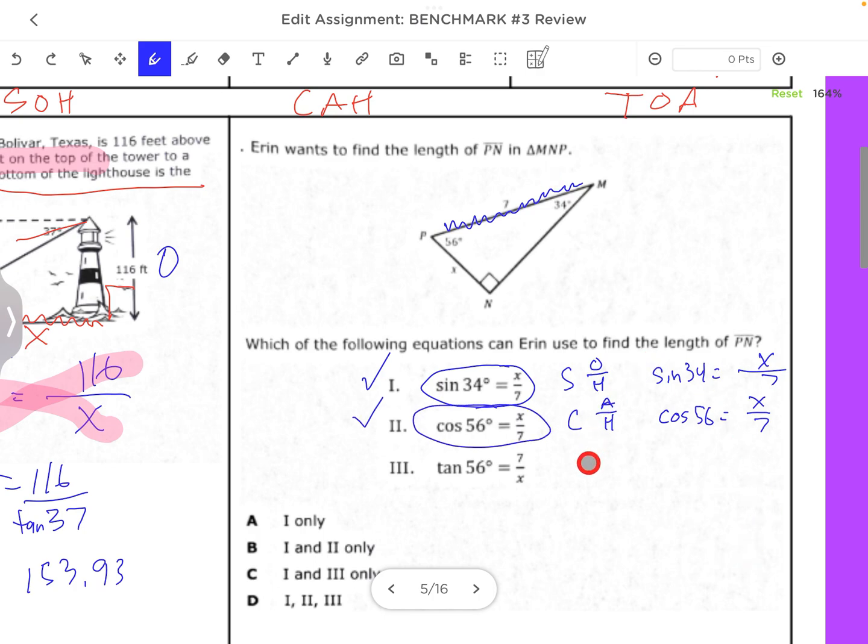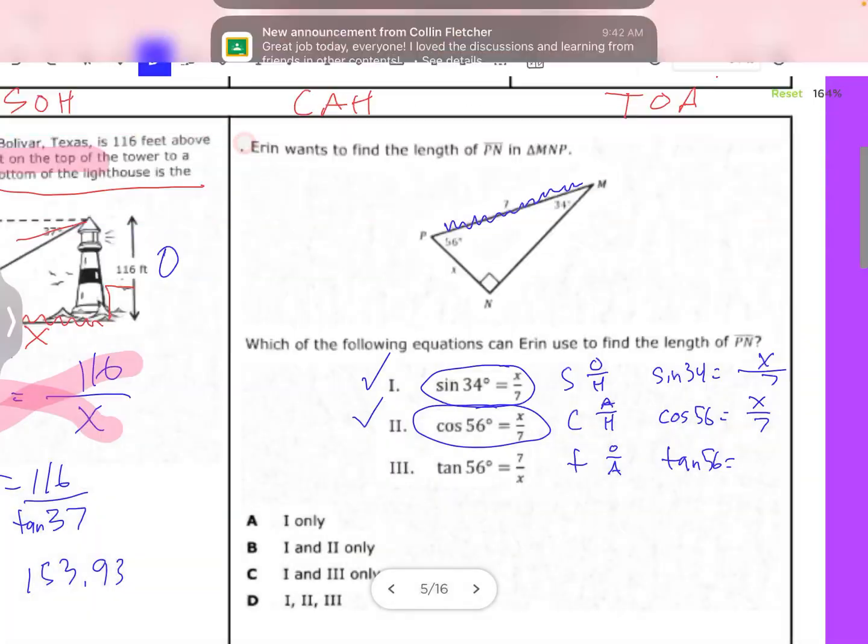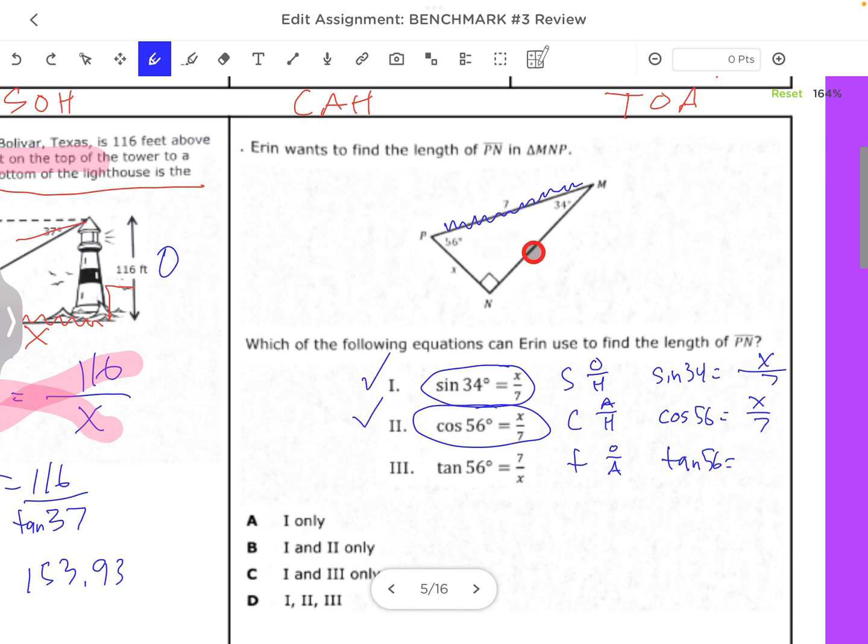Next, tangent of 56. So tangent we know would be opposite over adjacent. So we'd say the tangent of 56, if that was correct, we'd say the opposite of that 56. We don't have a label for that, right? Over the adjacent of x. So that means that's wrong. So only 1 and 2, so B is correct.